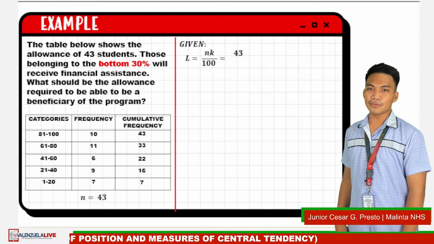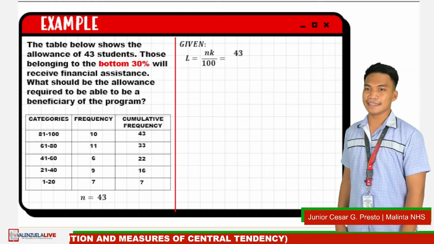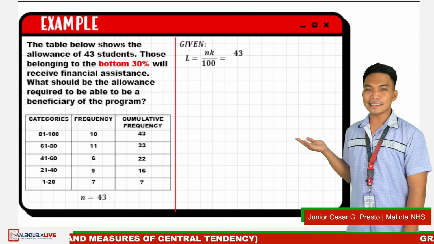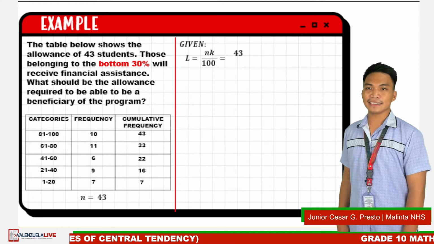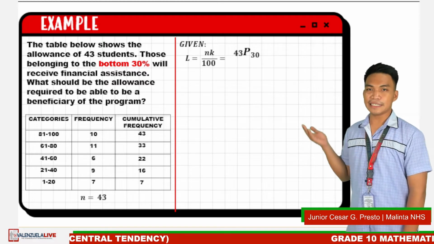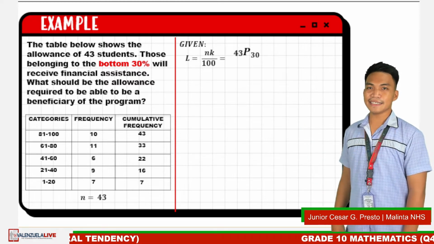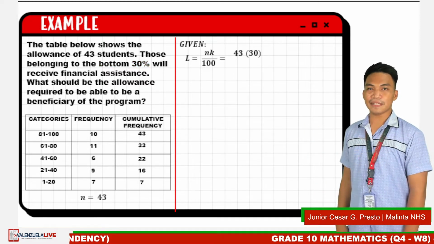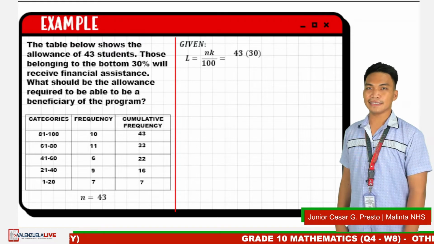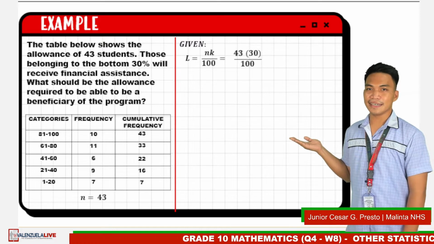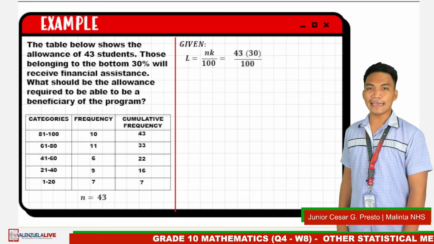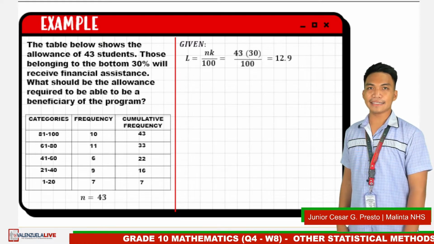Notice that our keyword here is the bottom 30%. In this case, what is its equivalent in percentile? Great! It is P sub 30. Thus, we will take the subscript 30 in place of k. Then divide it by 100. Simplifying, we will obtain 12.9.